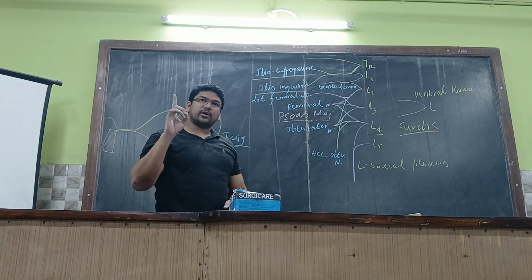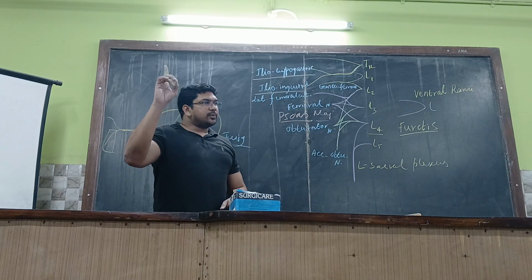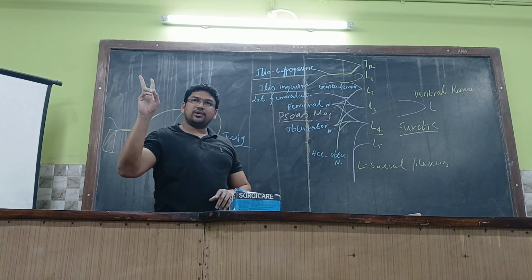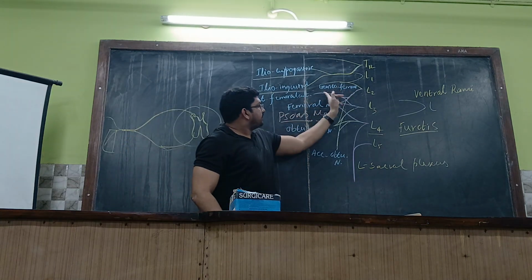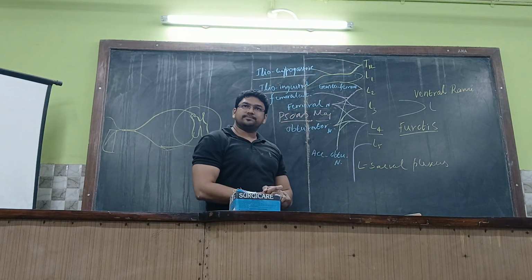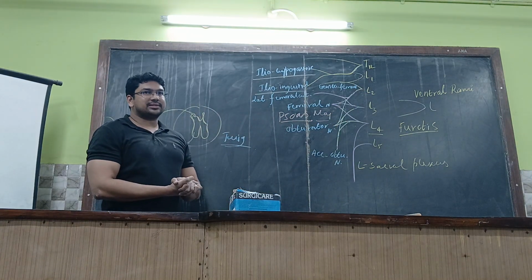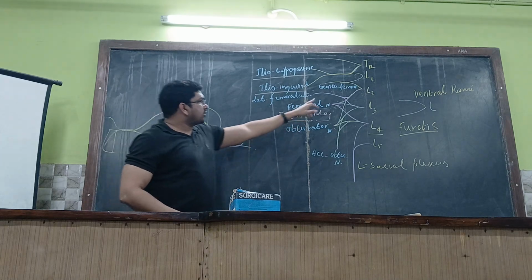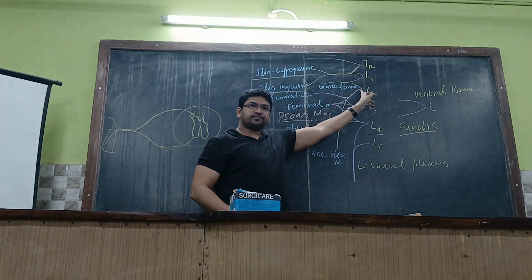Understood or not? From L1, what are the branches? Iliohypogastric and ilioinguinal nerve. But from L1 and L2, there will be the genitofemoral nerve. We have already known the L2, L3 and L4 nerves over here. So these are nothing but the lumbar plexus. Getting it? So the root value of the genitofemoral nerve will be L1 and L2.